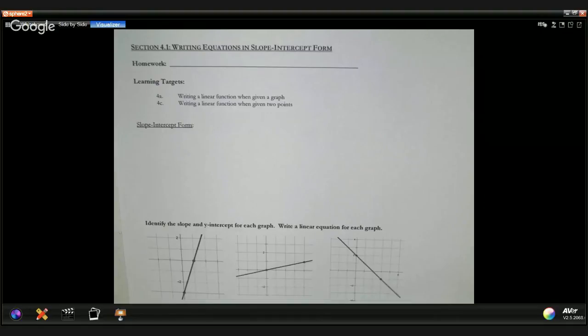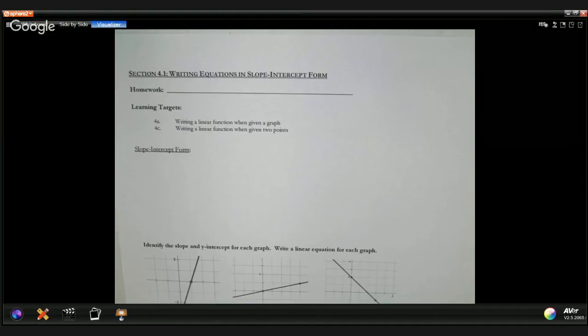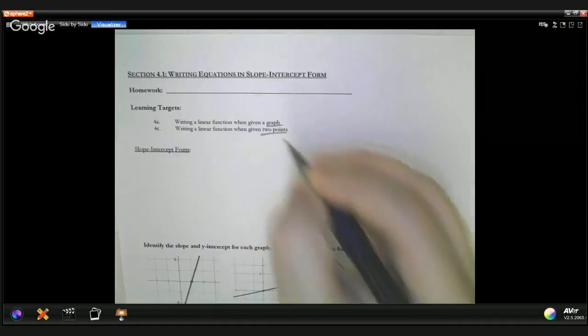Okay, in today's lesson, we are going to be talking about writing linear equations in slope-intercept form. Our goal is to be able to do two things: to write an equation if we're given a graph or given 2 points.